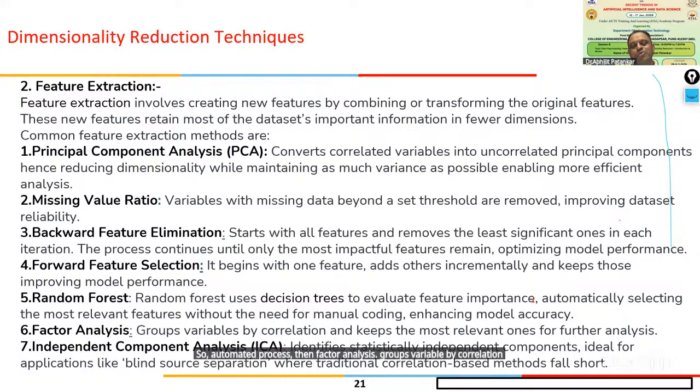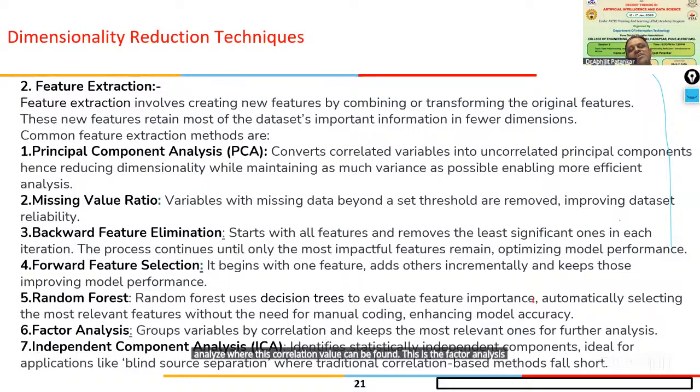Then factor analysis groups variables by correlation. So here it is the correlation, and it keeps the most relevant ones for feature analysis. So factor analysis applies the correlation. It will try to map one related data set with another. So this mapping will help to analyze where this correlation value can be found. This is the factor analysis.